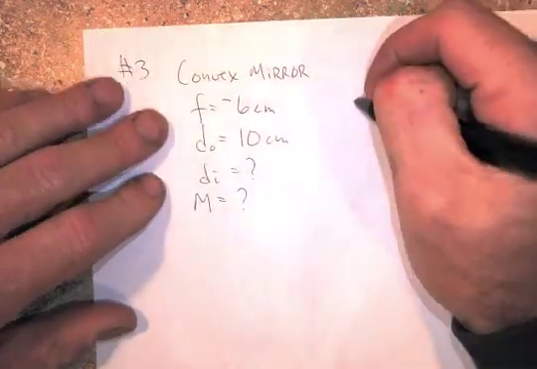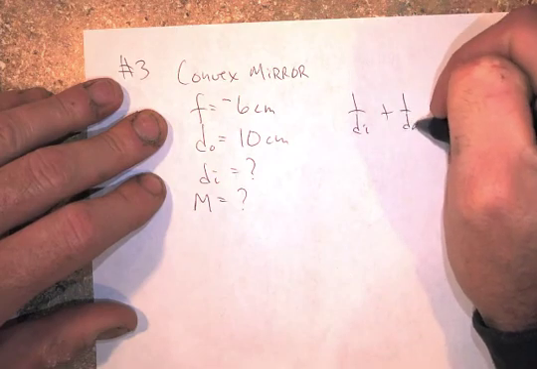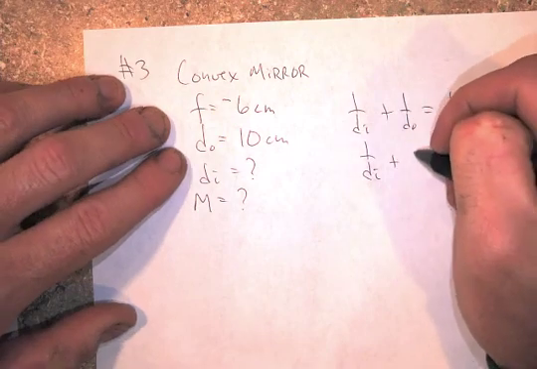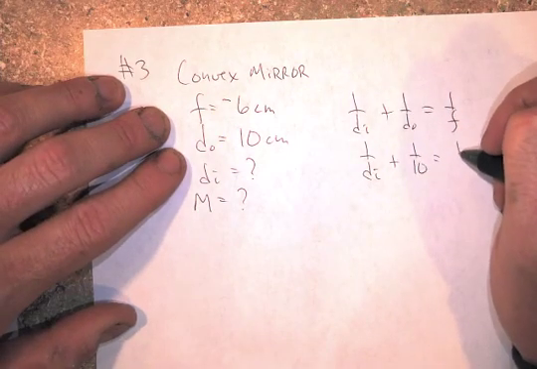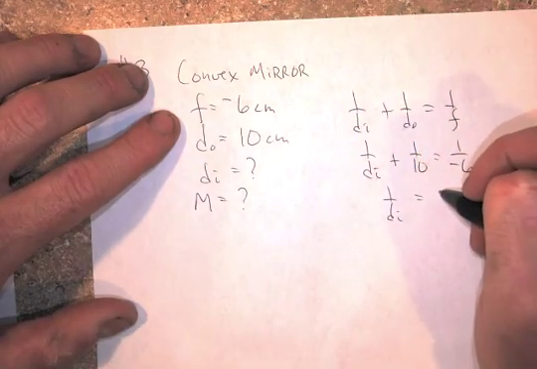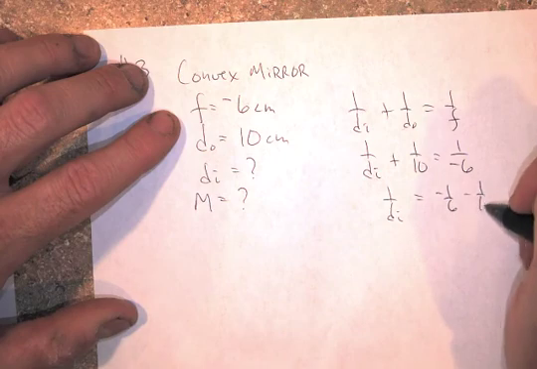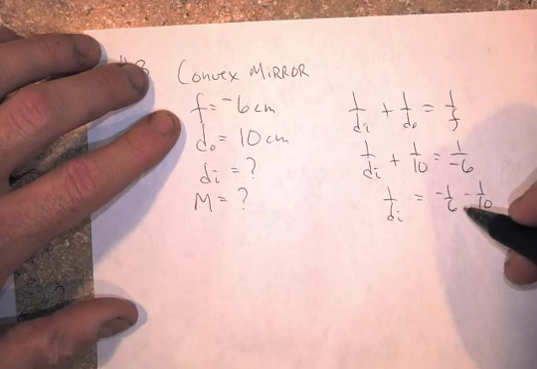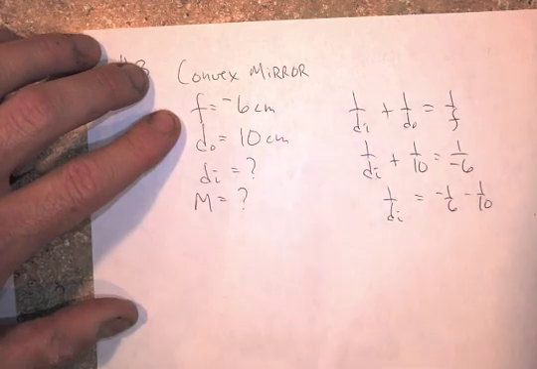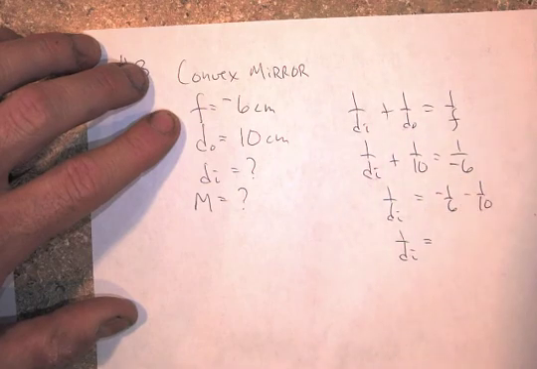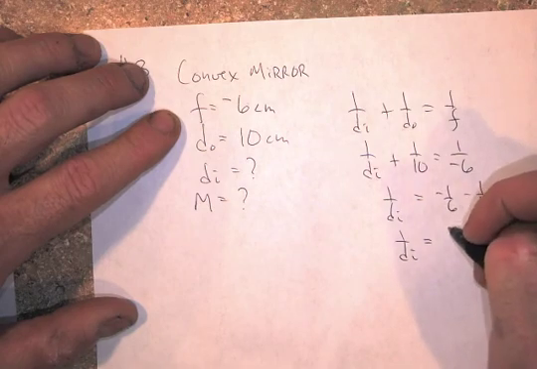Alrighty, here we go. 1 over di plus 1 over 10 equals 1 over negative 6. So negative 1/6 minus 1/10. Again, if you want to change these to decimals, just do it and work it out as a decimal. And then you just got to take the 1 over that decimal at the end, and that's fine too. But I tried to make the numbers nice for you in the problem, so you don't need to use a calculator actually. Still 30.